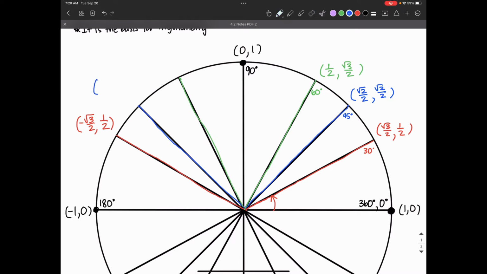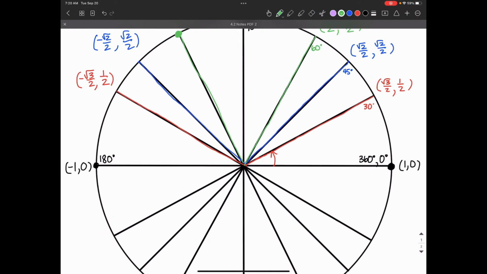That would make this point, all I have to do is take this point here and just make the x value negative. So I have negative square root of 2 over 2, comma square root of 2 over 2. For this point here, all I have to do is take this point here and just make the x value negative. So I have negative 1/2, comma square root of 3 over 2. This is the case in all the quadrants.